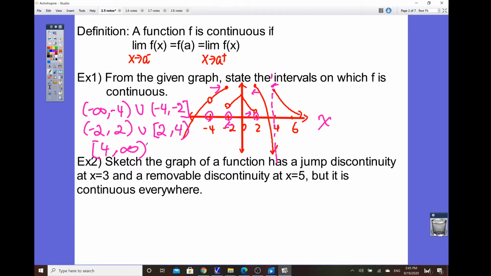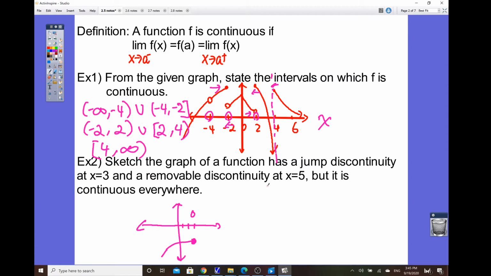And now for the next example, you want to sketch the graph of a function that has a jump discontinuity at 3 and a removable discontinuity at x equals 5, but it's continuous everywhere. Okay, so jump discontinuity at 3. So let's sketch that, the x-axis, the y-axis. So 1, 2, 3. This one is saying that's a jump, so that means an open circle up here. Or we can say that this one is a closed circle as well. So the other part here is continuous, so it could be any kind of random curve or a straight line.